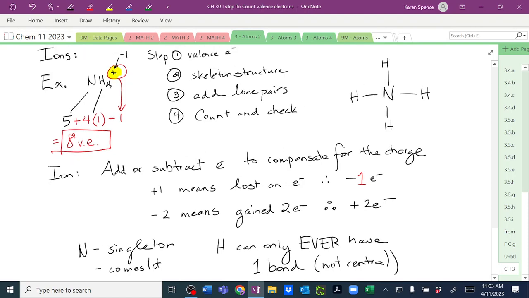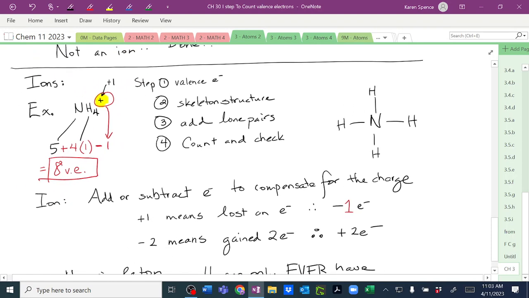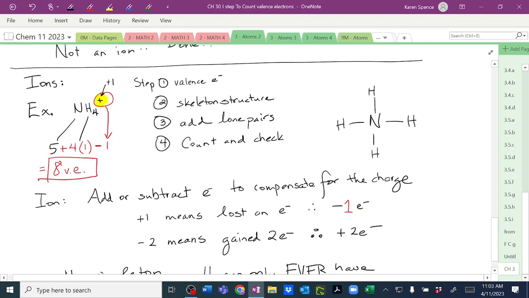We're gonna add lone pairs next. Who needs lone pairs in this structure? Tell your partner. How many electrons does N have? 2, 4, 6, 8. Does N need electrons? Nope. Does hydrogen need electrons? Nope. Do we need to add any lone pairs? Nope. So step number 3 we can skip this time.